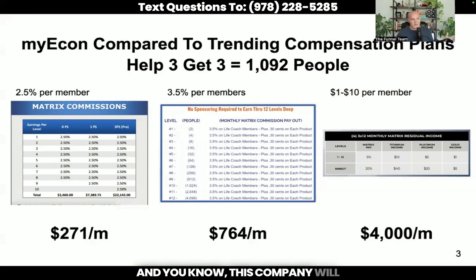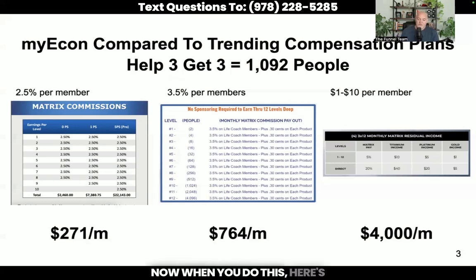This company will boast that they have a great compensation plan and it looks really great. But when you actually add up 1,092 people times 2.5%, that's only $271. That's not a big residual paycheck. When you look at this one here in the middle, 3.5% per member, you add all that up, 1,092 times 3.5%, based on their membership level, was only $764 per month.